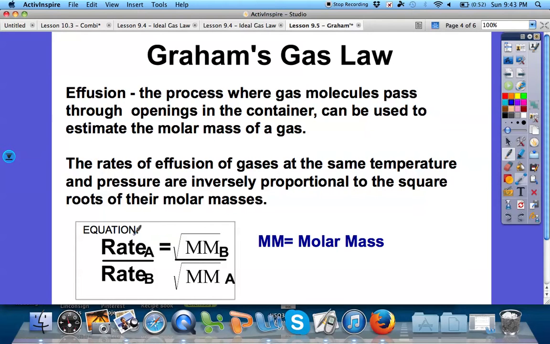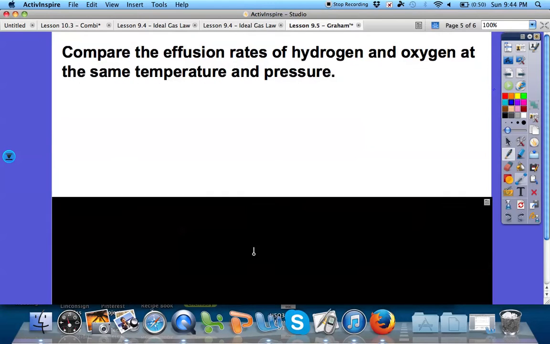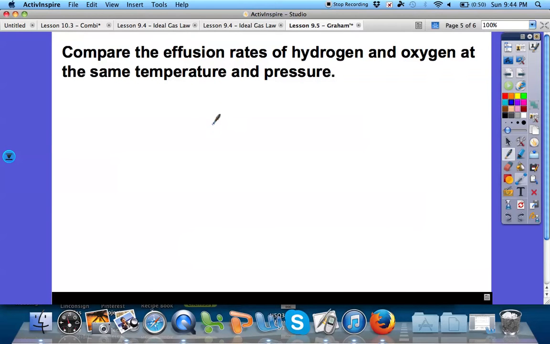So the equation is the rate of the first gas, A, divided by the rate of the second gas, B, is equal to the square root of the molar mass of B divided by the square root of the molar mass of A. And I represented molar mass with mm. So for Graham's gas law, it says compare the effusion rates of hydrogen and oxygen at the same temperature and pressure.